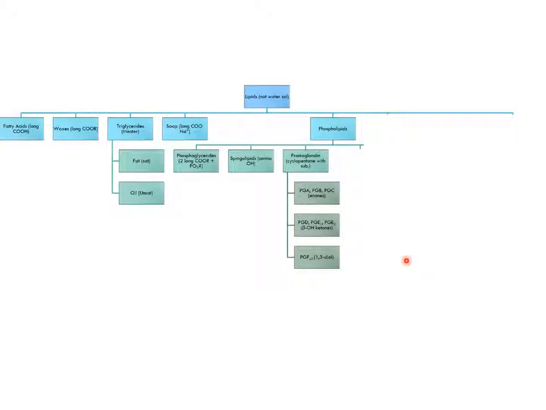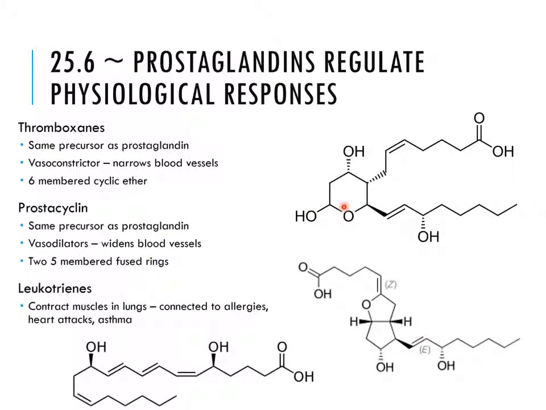All right, here they are on our chart. We have our prostaglandin and then our three, I was going to say subcategories, but our three types of prostaglandins. Last slide on phospholipids. So I did say there was a lot of them.